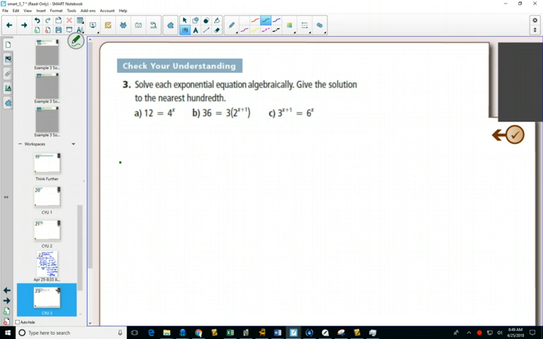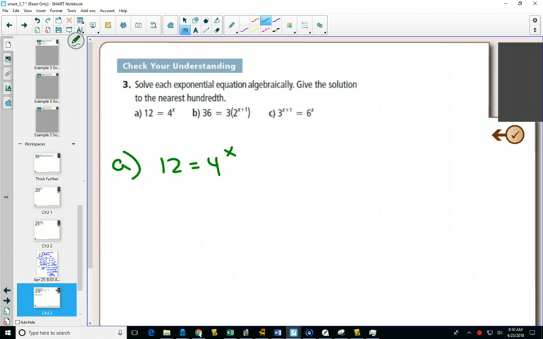So for A, it's an exponential equation. We have 2 techniques. We can either get the bases the same or use logs. So the first thing you always do when you approach a question is ask yourself, can I get the bases the same?